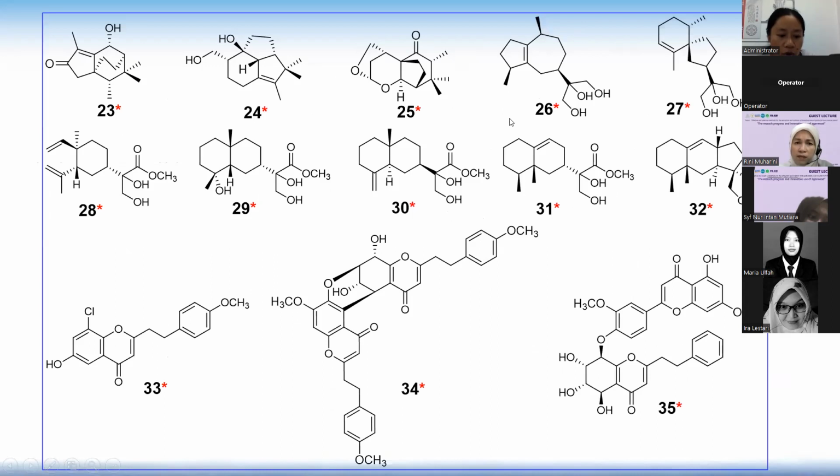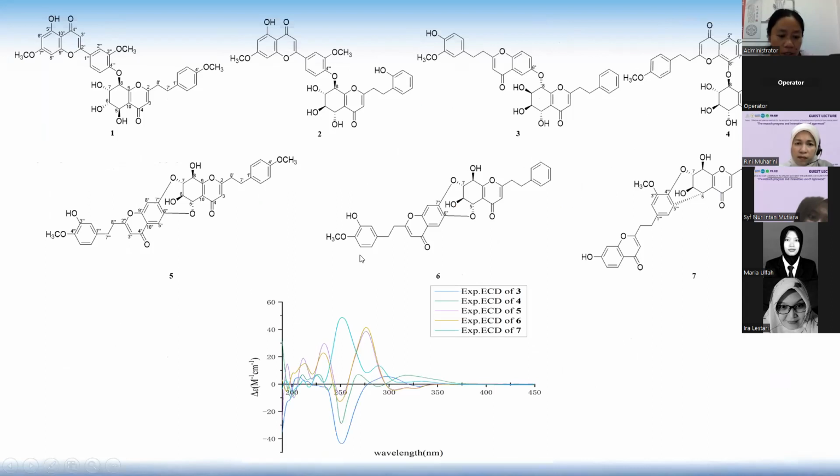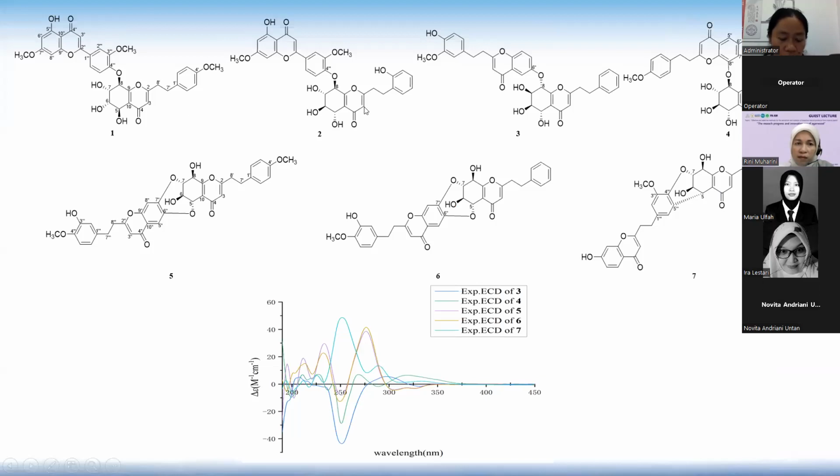And there are also some other types of sesquiterpenes and also 2-(2-phenylethyl)chromone derivatives isolated from this sample. And here are 7 dimers, and the absolute configurations were already determined by this picture. Compounds 1 and 2 are different from the others.